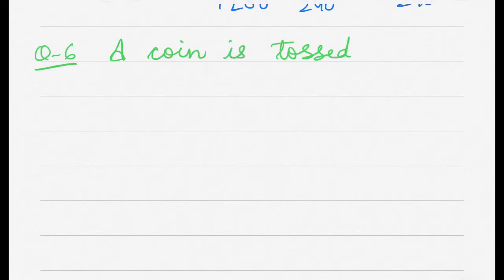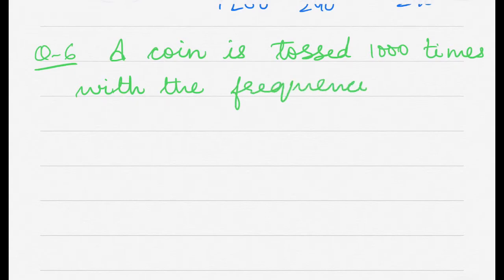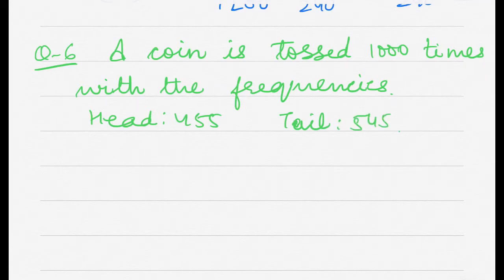Okay, let's move to the next question. Question number 6. That is also a 2-mark question. A coin is tossed 1000 times with the following frequencies: head is 455 and tail is 545.